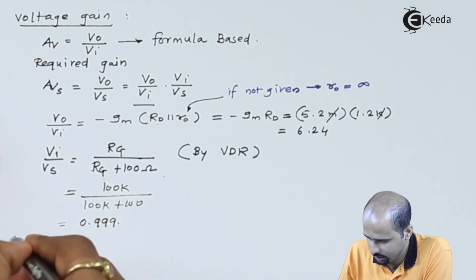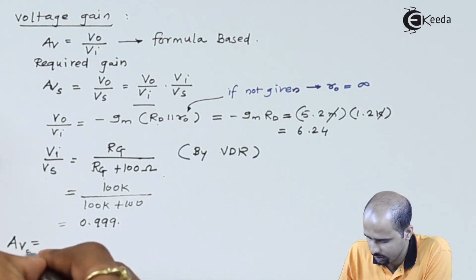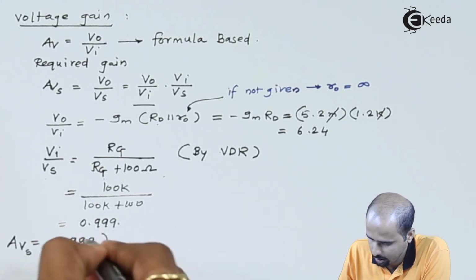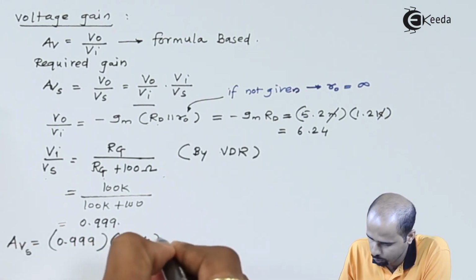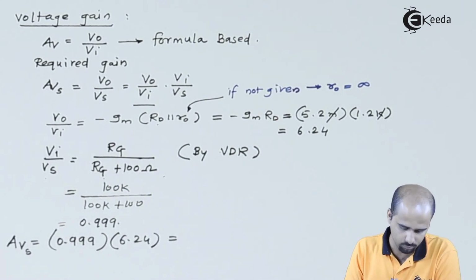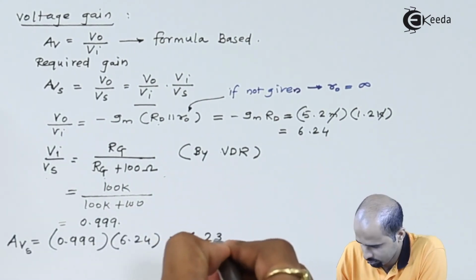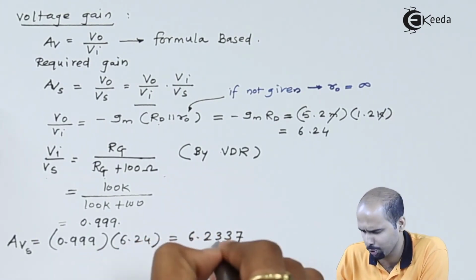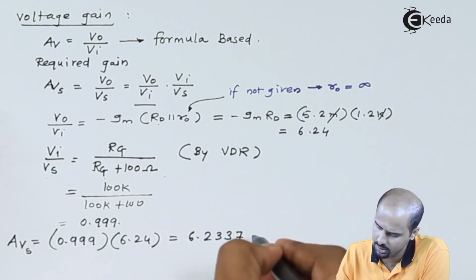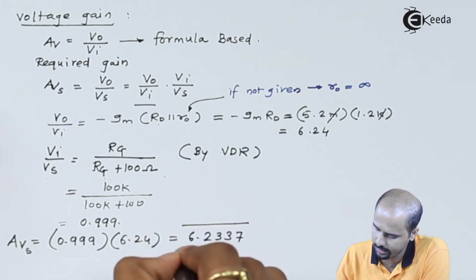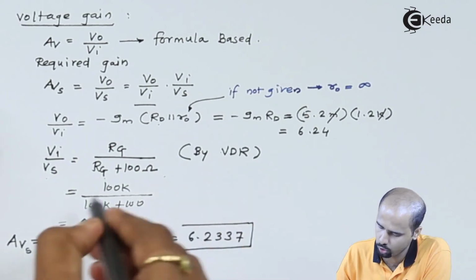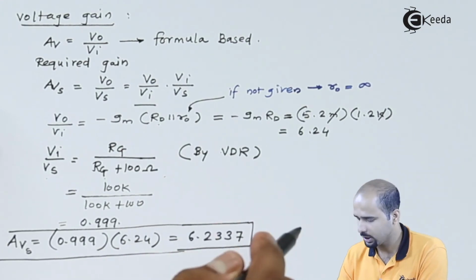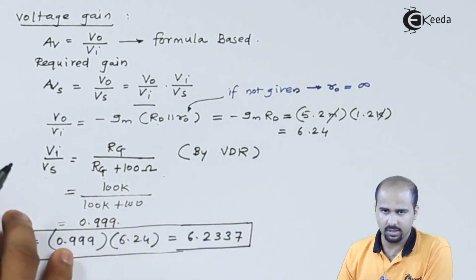So ultimately the value of AV with source resistance 100 ohm will be 0.999 multiplied by 6.24, which comes out to be 6.233, right? There is not much difference between 6.24 and 6.2337, so we can take it as 6.24 or 6.2337 also. So as far as voltage gain is concerned, that is finished.